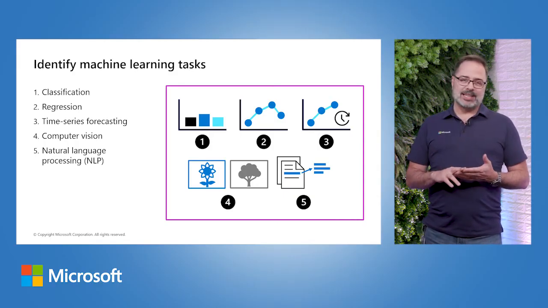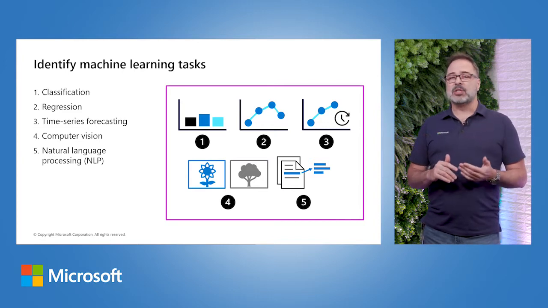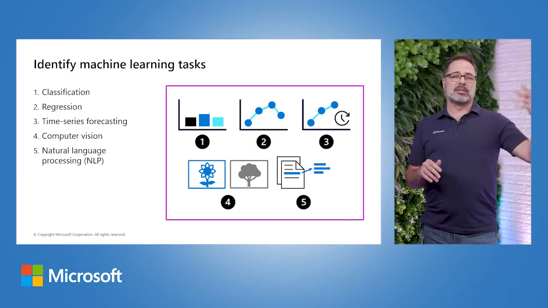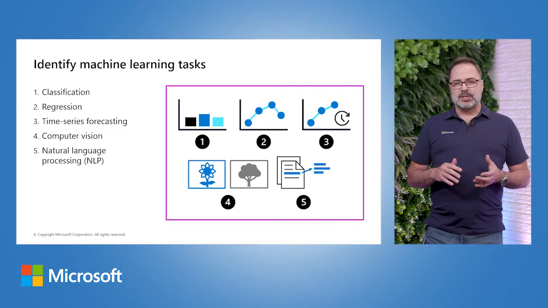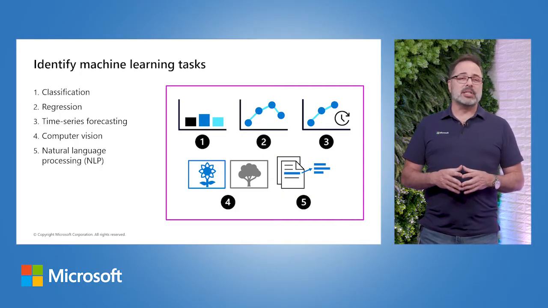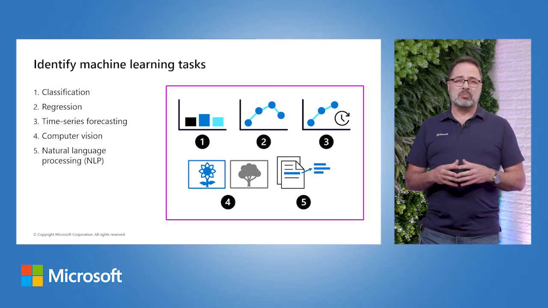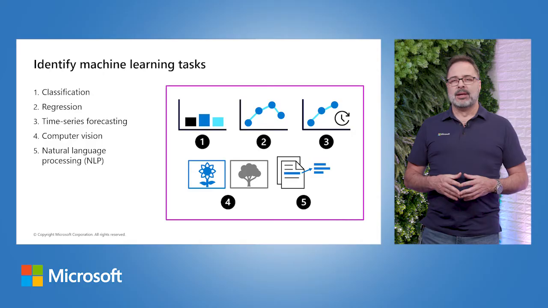Time series forecasting, which is used to predict future numerical values based on time series data. And the easiest example of this one would be to predict stock market values. Computer vision models are used to classify images and detect objects in images. An easy example of this type of model would be in quality control systems, maybe for manufacturing plants.